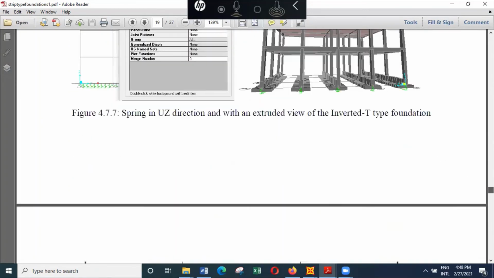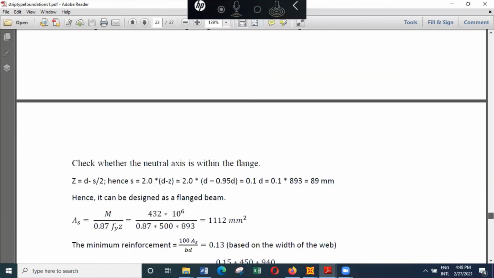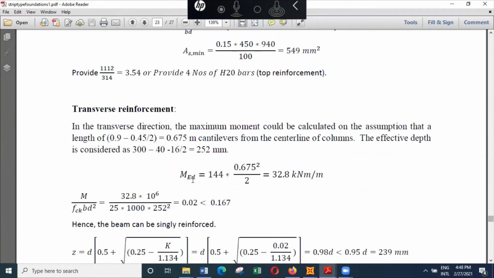So based on that, we can work out the flexural moment. The outstand is 0.675 meters. The bearing pressure is 144 kilonewtons per meter squared. So based on that, you can work out the bending moment. And bending moment is bearing pressure multiplied by 0.675 multiplied by 1 multiplied by 0.675 divided by 2, which is 32.8.